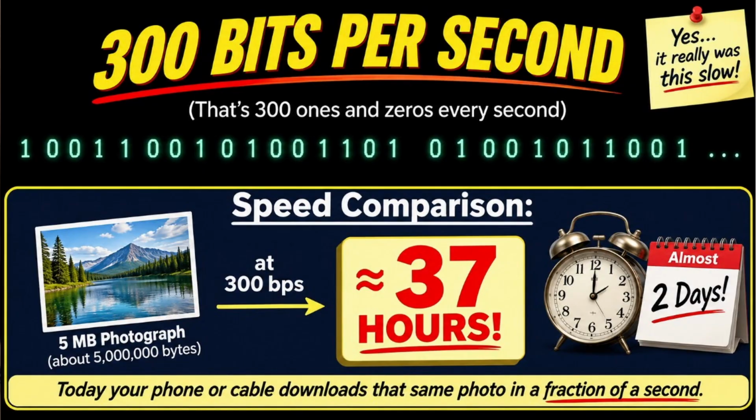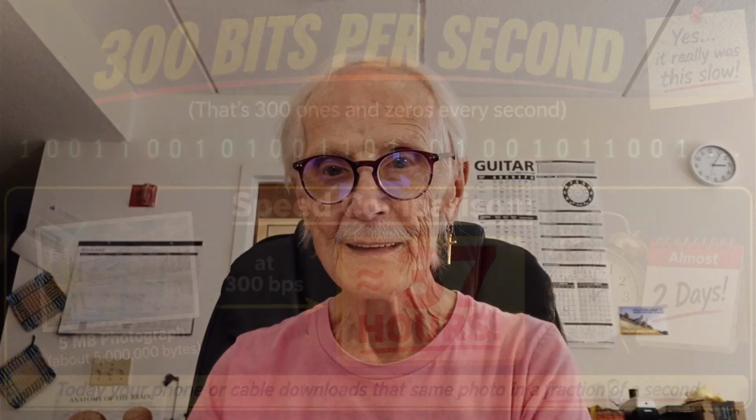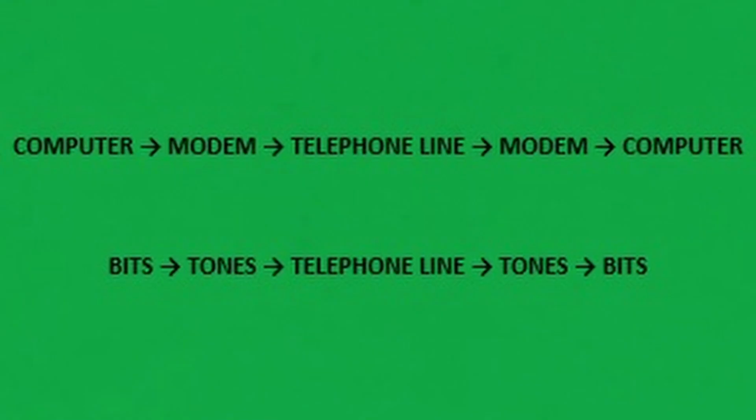Now, how fast was all of this? Well, some early computers operated at about 300 bits per second. That was fine for text. If somebody was typing at a terminal, letters could appear on the screen as they typed. But photographs, music, video, forget it.